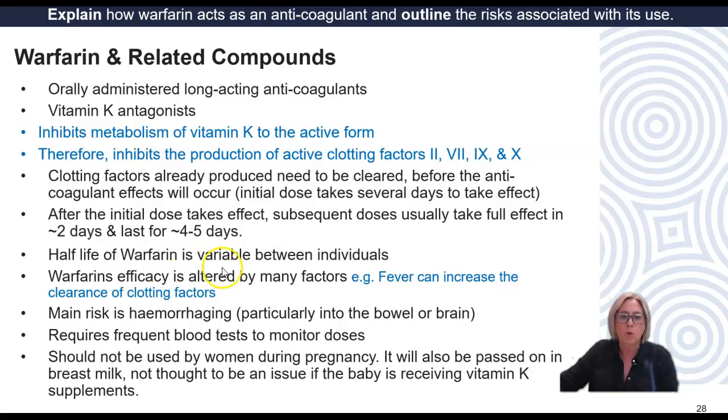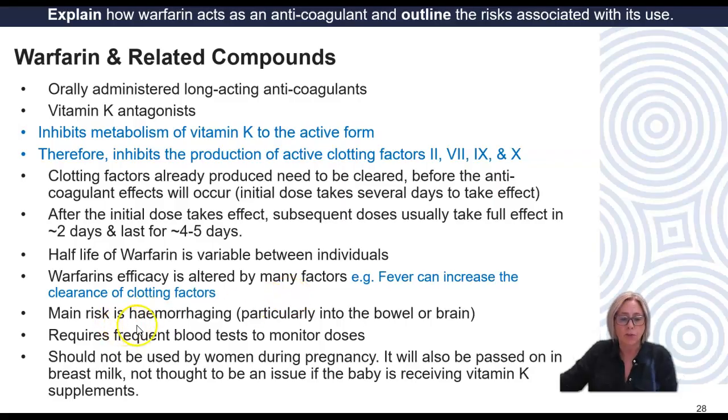Now, the half-life of warfarin is variable between individuals. Some people clear warfarin very quickly, others don't. They're slow clearance, and I'll go through that with you on the next slide. Warfarin's efficacy is altered by many factors, including diet and also fever. We'll talk about that on the next slide too.